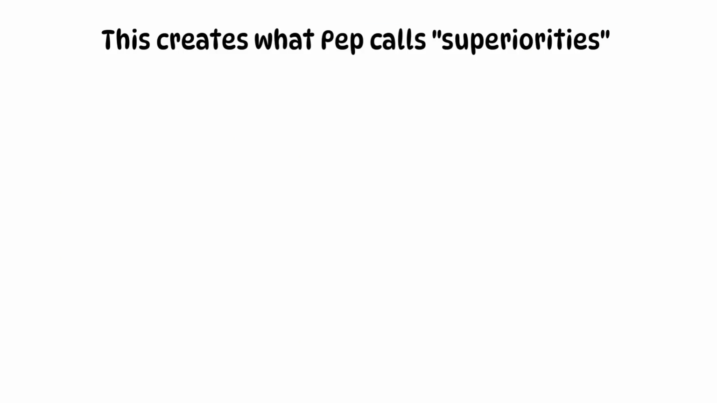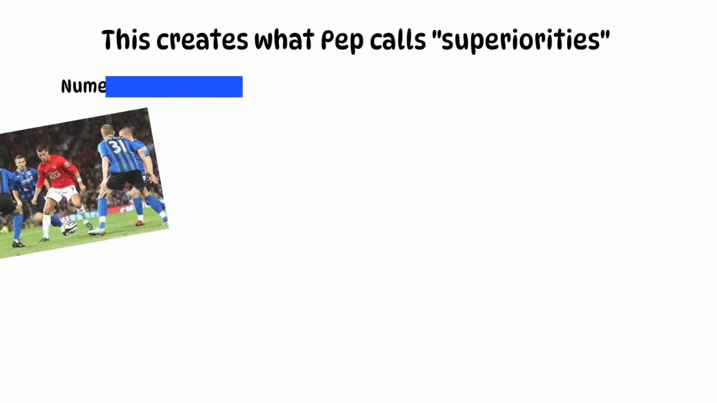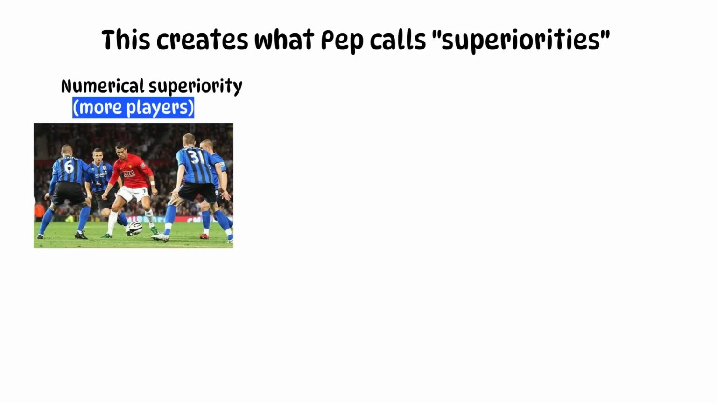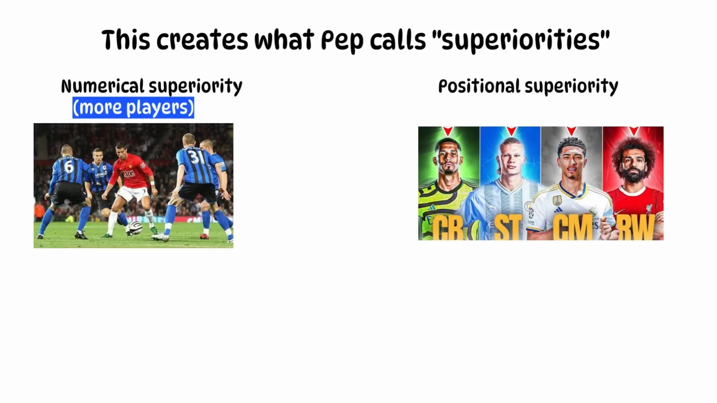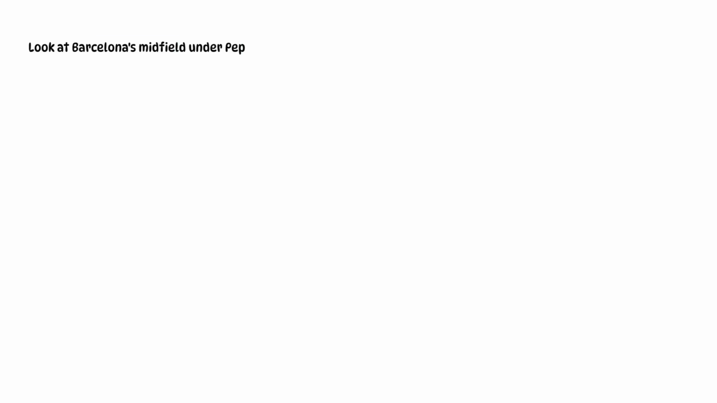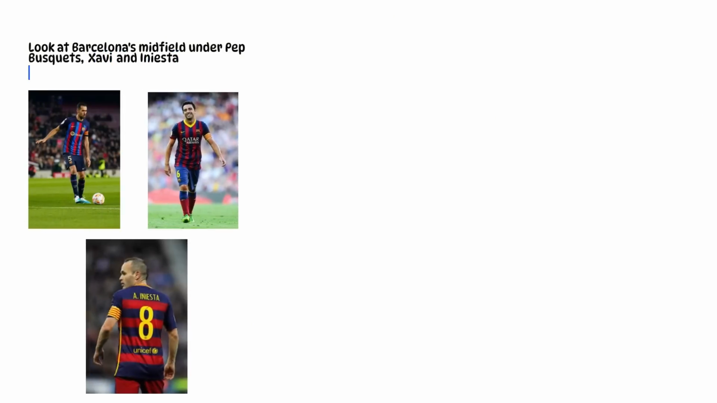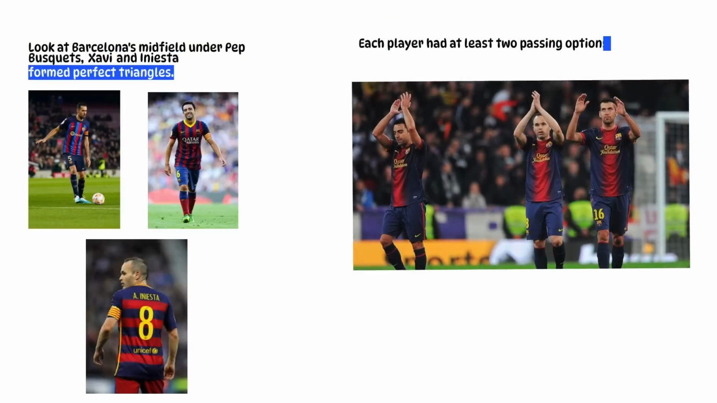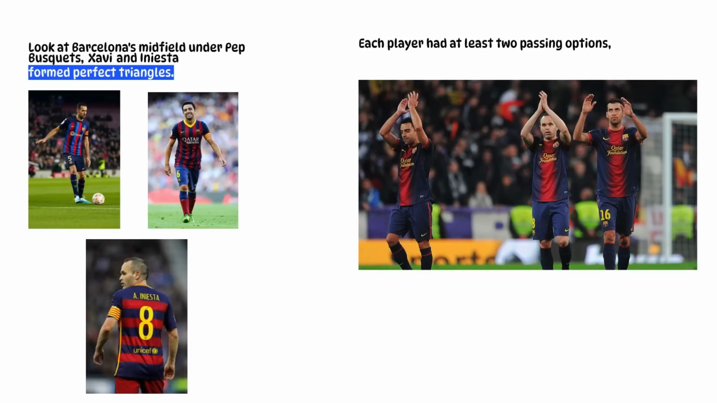This creates what Pep calls superiorities. Numerical superiority, more players; positional superiority, better positions; and qualitative superiority, better players in key areas. Look at Barcelona's midfield under Pep. Busquets, Xavi and Iniesta formed perfect triangles. Each player had at least 2 passing options, making it nearly impossible to press them effectively.